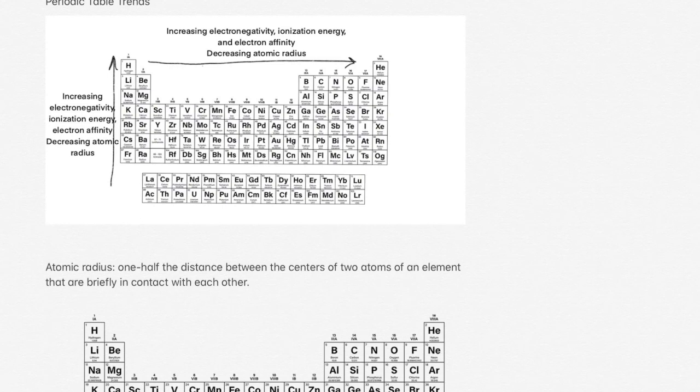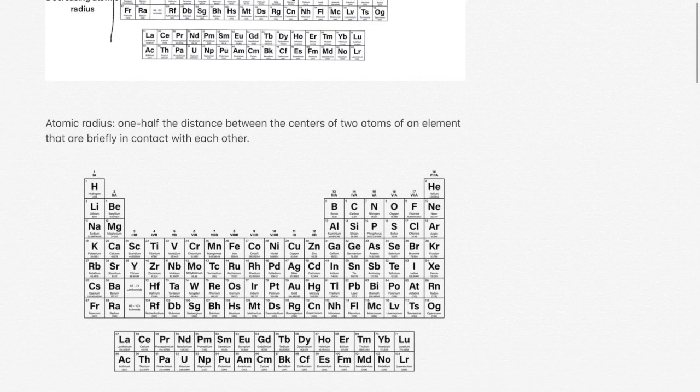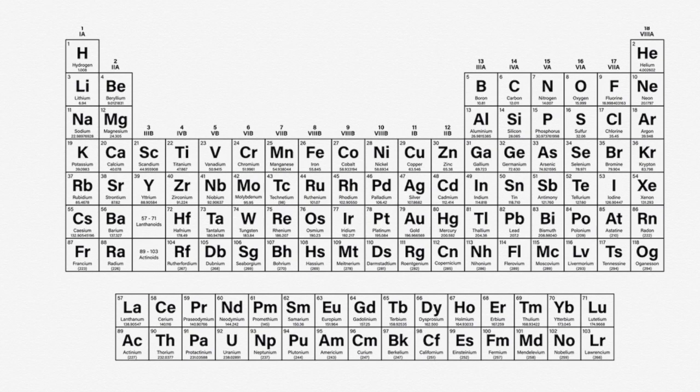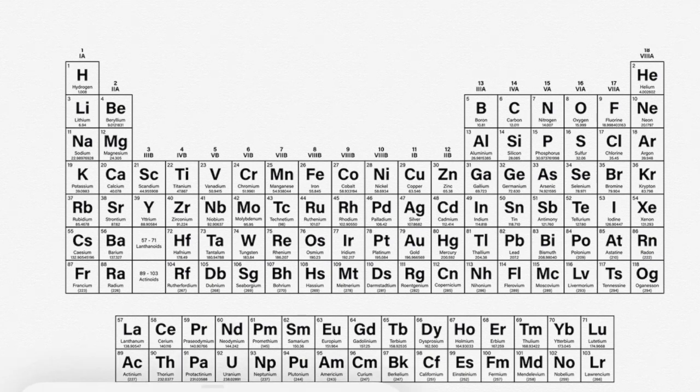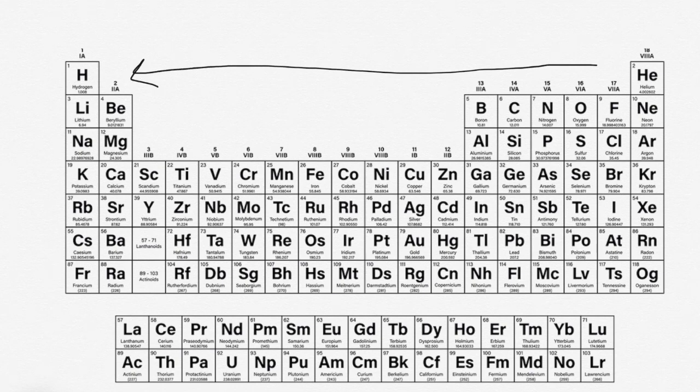Sometimes students have trouble with periodic table trends, so I'm just going to be talking about the general ones today. To start, we'll be discussing atomic radius, which is 1/2 the distance between the centers of two atoms of an element that are briefly in contact with each other. Atomic radius increases from right to left and decreases from bottom to top.